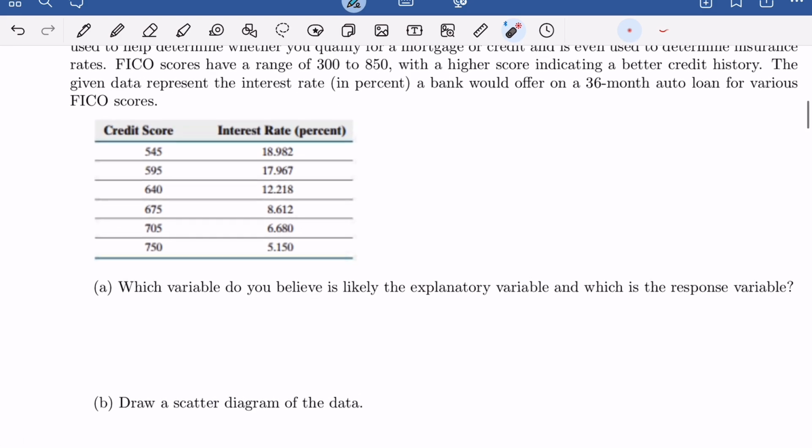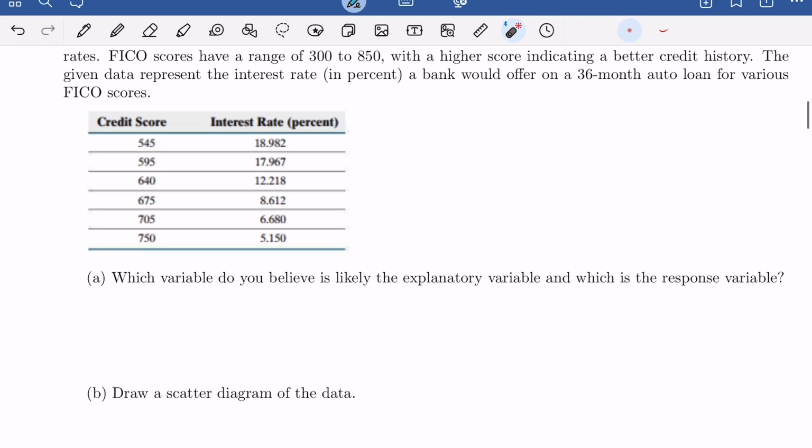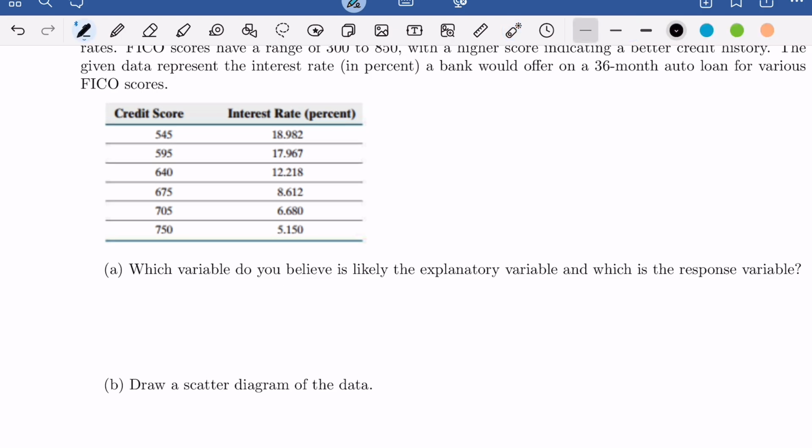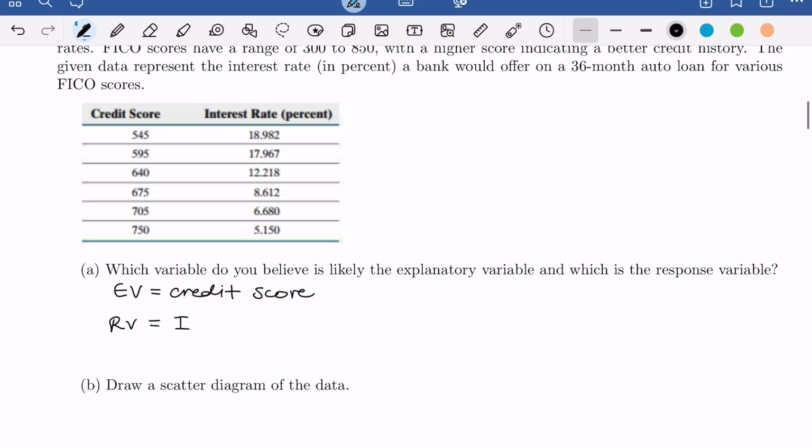For part A, which variable do you believe is the explanatory variable and which is the response variable? The response variable is going to depend on the explanatory variable, right? So your interest rate depends on your credit score. This means your explanatory variable, which I'm going to abbreviate with the EV, is going to be your credit score. And then the response variable, RV, depends on the explanatory variable. So your interest rate depends on what your credit score is.